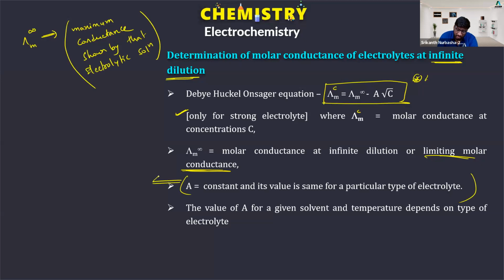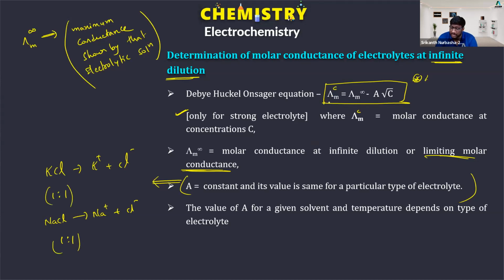That means if you take some KCl type of electrolyte, KCl gives K plus and Cl minus ions. So one cation, one anion, it is 1:1 type. NaCl gives Na plus and Cl minus. It is also 1:1 type. CaCl2, BaCl2, they are 1:2 types. So for the same type of electrolyte, you will have the same value of A.